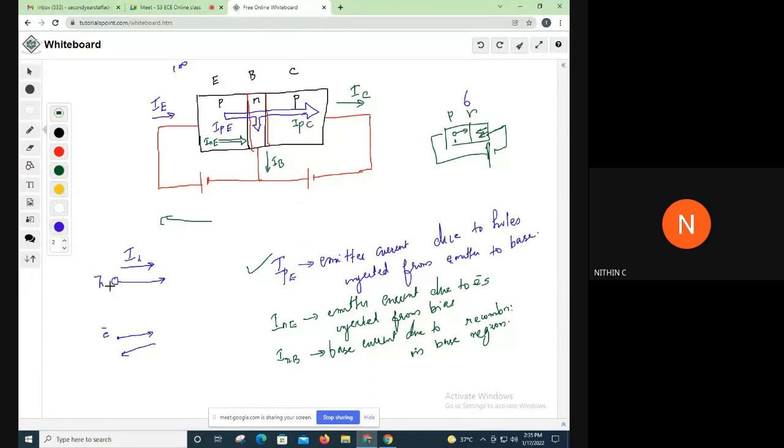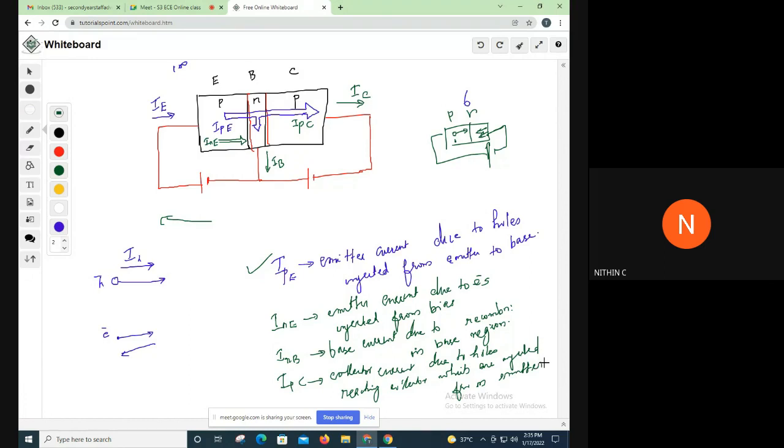IPC. So you can note that IPC is the collector current due to holes reaching the collector which are injected from the emitter. IPC is the collector current due to holes reaching the collector, injected from the emitter. And this is how these are the different current components.